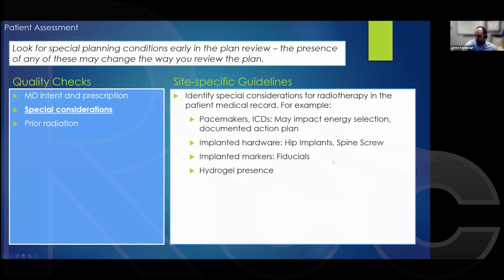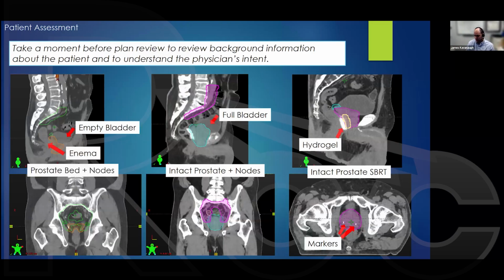Implanted hardware, hip implants are definitely coming into play, spine screws, and then we can talk about fiducials themselves and hydrogels. A few examples of that are in this same slide as 2 slides ago. Please look at the far right here. We have a hydrogel, and that's that really bright, in this particular patient, very bright material located here. And then we have individual markers. In this case, it's high density carbon, so we can align the prostate. The purpose, I'll pause briefly.